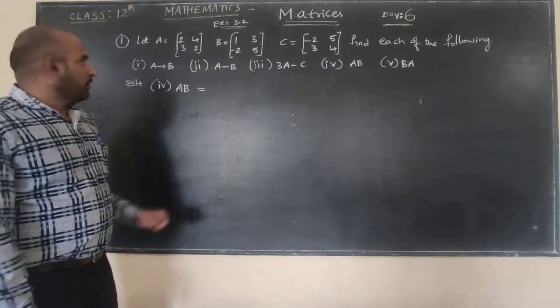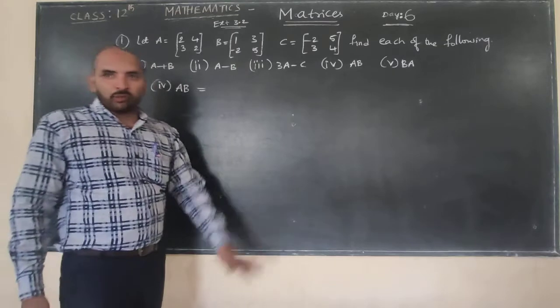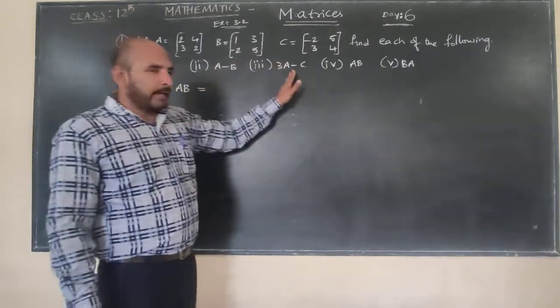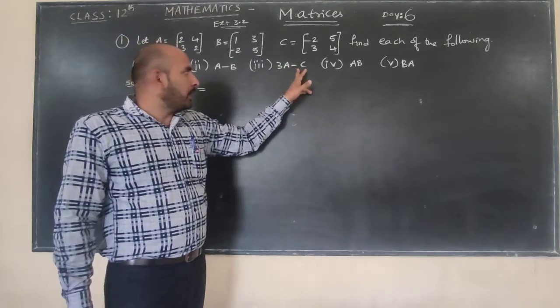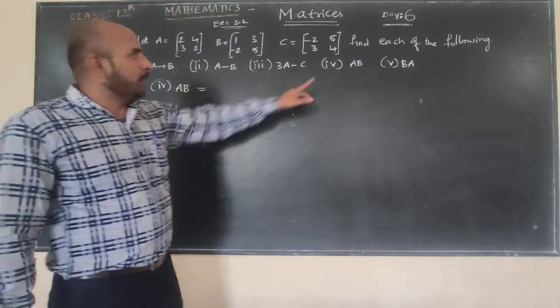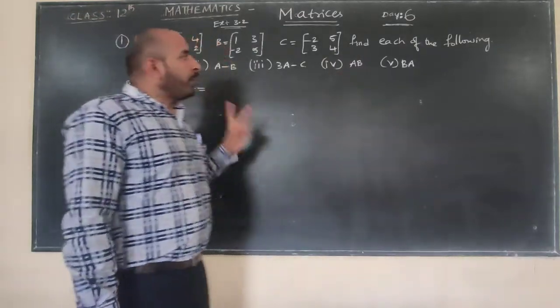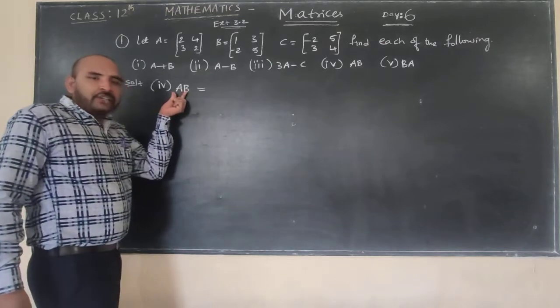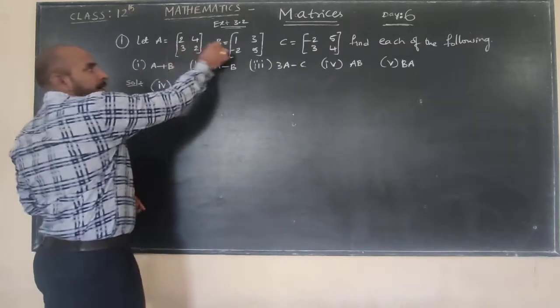So now, three subjects are over, which are addition, difference, and matrix multiplied by a scalar and the difference with the third matrix. Now coming to the fourth subject, AB, the product of two matrices. What is the meaning of AB? Multiplication of two matrices A and B.